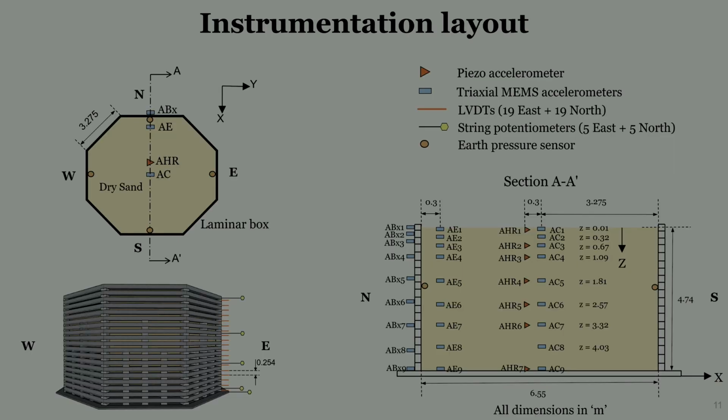So this is just a typical instrumentation layout. The MEMS accelerometers were arranged in three arrays, one at the center, one near the box wall, and another on the box. The piezo accelerometers were only present at the center. The LVDTs were present between the laminates, so there were 19 LVDTs on the east side and 19 on the north side. And string potentiometers, we had 5 on the east and 5 on the north side. And the earth pressure cells were only present at the 9th laminate from the top.